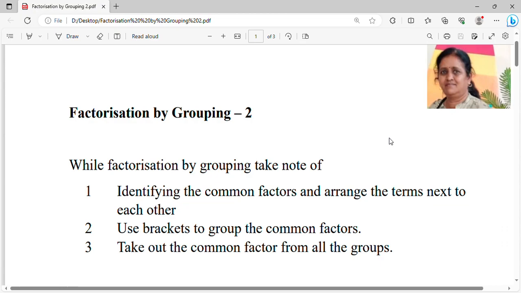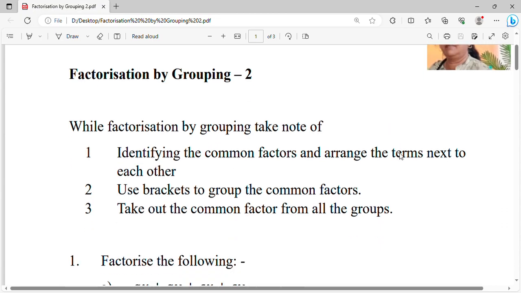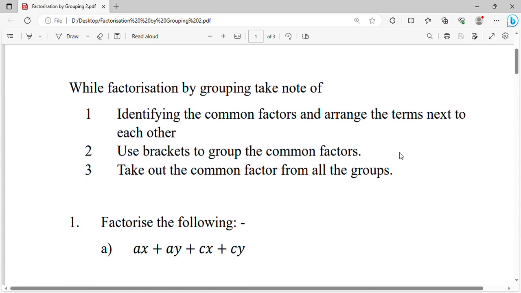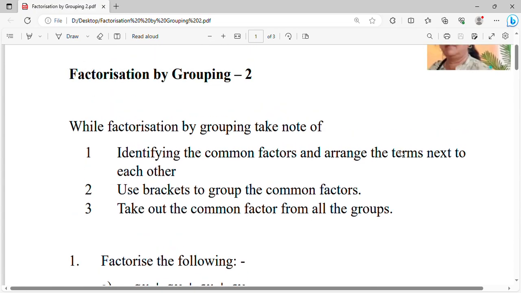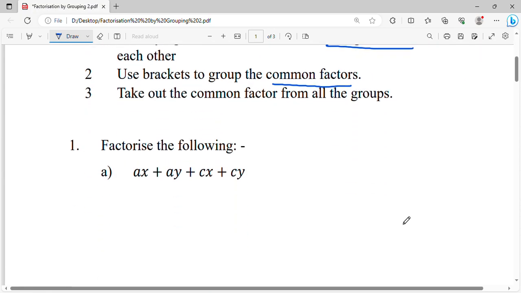Hope you went through the previous video of mine where I did factorization by common factors. Now this is factorization by grouping. Here we need to note that we will not be able to take the common factors directly. We need to arrange the terms such that we will be able to take out some common factors. And then we will see how you can factorize. So let's go on. You may read this and note how we will be doing factorization by grouping.